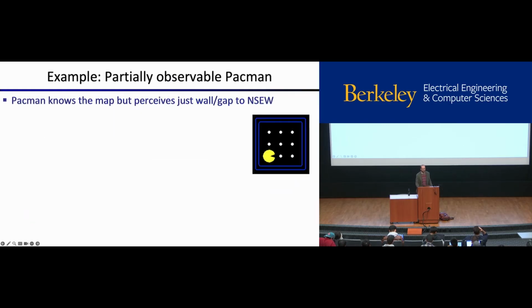Okay, let's get to an example with the most important kind of world, Pacman. We're going to modify Pacman slightly. This is going to be partially observable Pacman. So Pacman knows the map. He knows where the walls are.